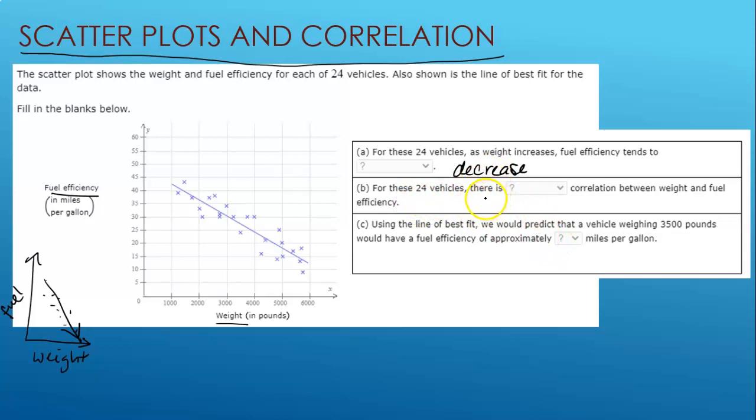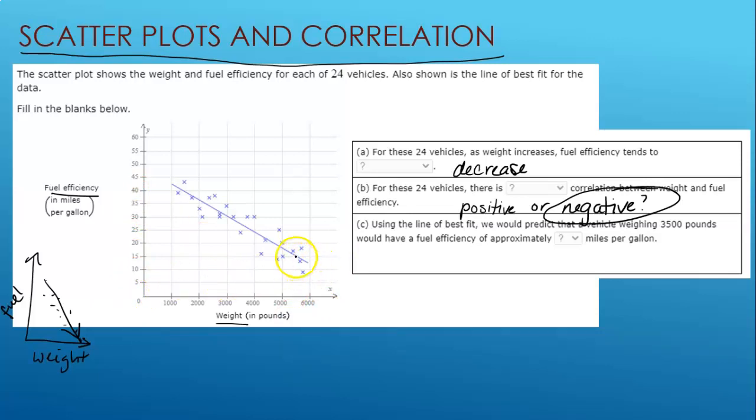For these 24 vehicles, there is a blank correlation between weight and fuel efficiency. So what they're looking for there is either positive or negative. And if you use slope, that will help you with this. This line has a negative slope, which means I should say that this has a negative correlation. We already talked about that because as the weight increases, the fuel efficiency decreases.